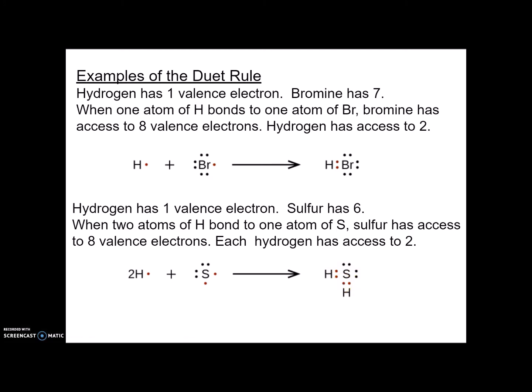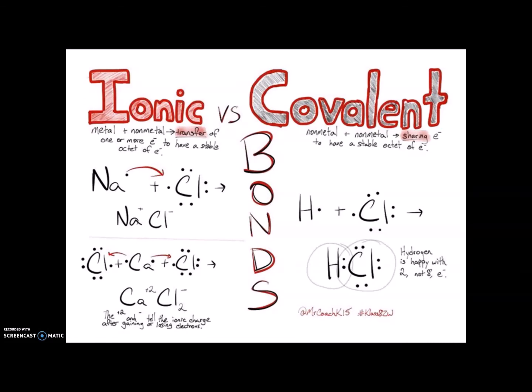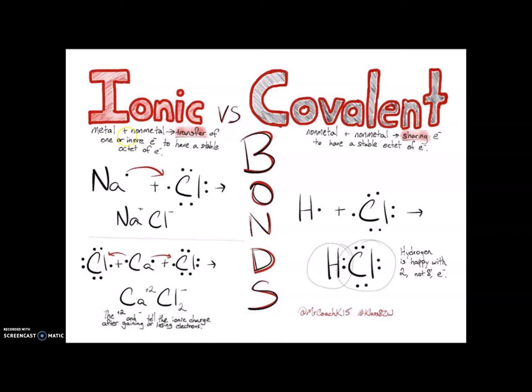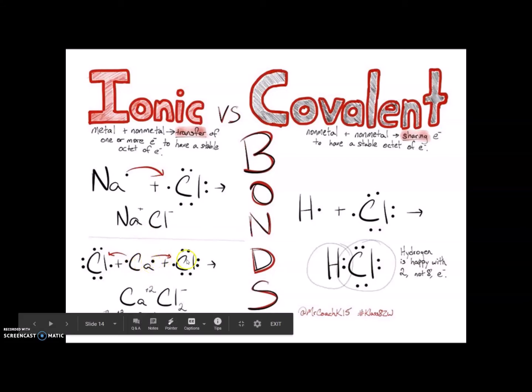Okay, one last note. When we've talked about the duet rule and octet rule and dot diagrams, we've been shifting between ionic compounds and covalent compounds. So I just want to make sure that we're all on the same page. Ionic compounds are those where an electron is transferred from one atom to another. It always consists of a bond between a metal and a nonmetal. So for example, here's sodium transferring an electron to chlorine, and the result is sodium chloride. Here's calcium transferring one of each of its valence electrons to chlorine to form calcium chloride.